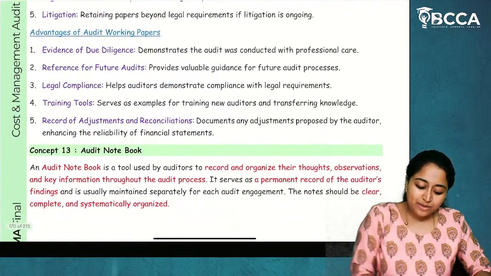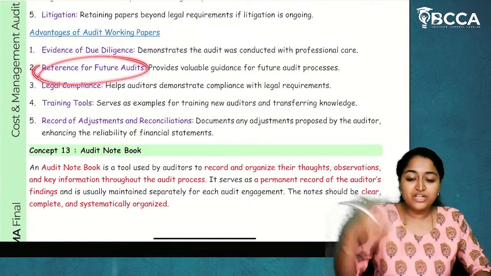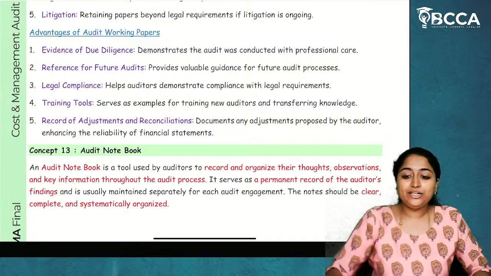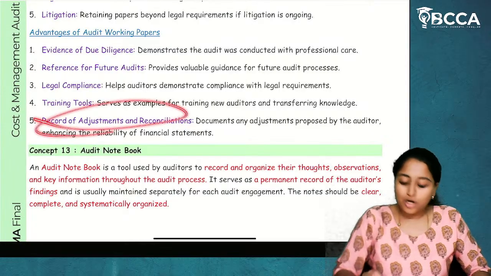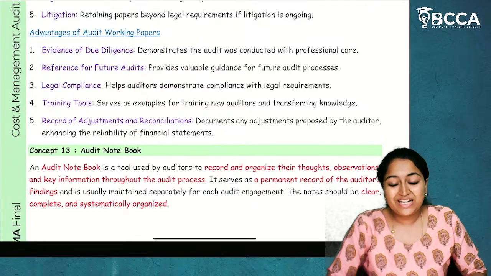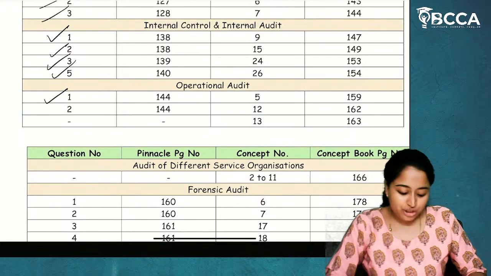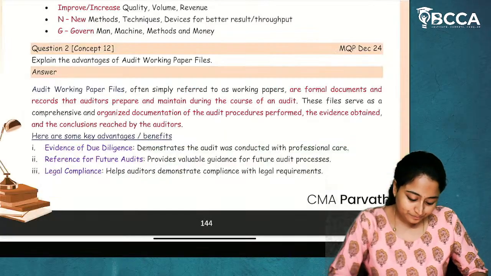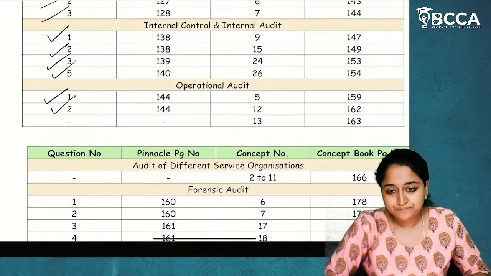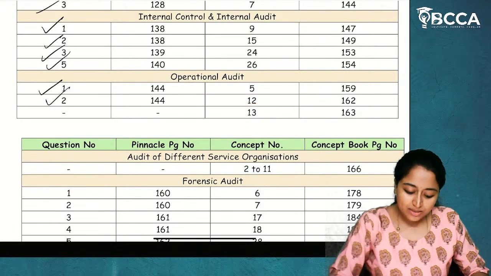Advantages of audit working papers: it is evidence of due diligence, evidence that you have done your work correctly, a reference for future audits, and legal compliance. It will act as a training tool for other auditors and a record of adjustments and reconciliations. So this is regarding audit working papers. I'll write what we have discussed in the examination. I hope question 2 is clear: audit working papers. Now, next is concept number 13.